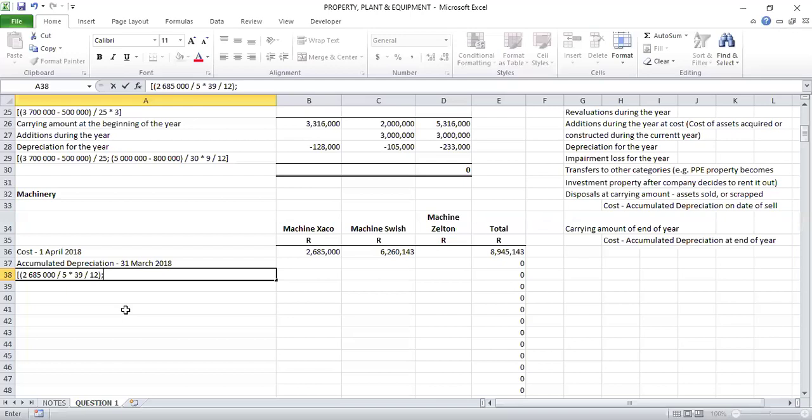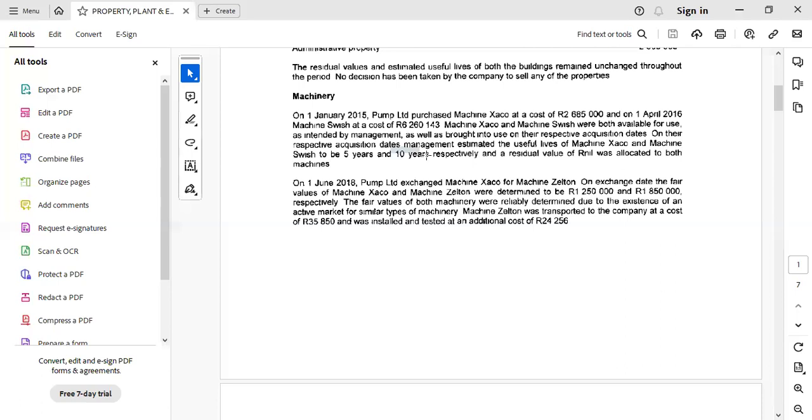Right. Then Swish, it will be 6,260,143. The useful life of Swish is 10 years. But it was bought on 1 April 2016. From 1 April 2016 to 31 March 2018, it was exactly 2 years. So by the beginning of the year, it had been there for exactly 2 years. So I would say divided by 10 times 2 years.